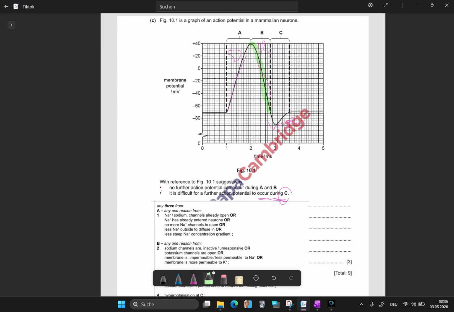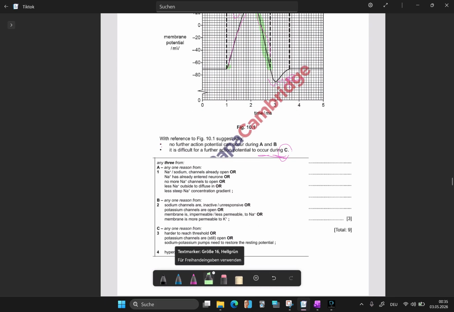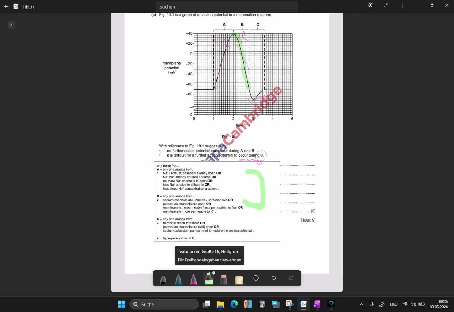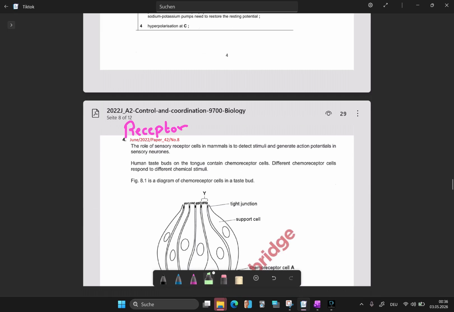And during A, the sodium ion channels are already all open. So this means that you cannot do another action potential because we're already in one. All the sodium ion channels are already open. We cannot open any further. So that's the first two. And then during C, we can have an action potential, but it's less likely to occur because the membrane potential is below the resting, so it's difficult for an action potential to get generated.